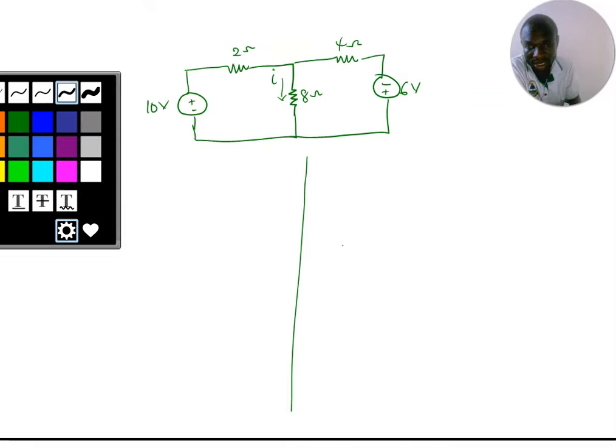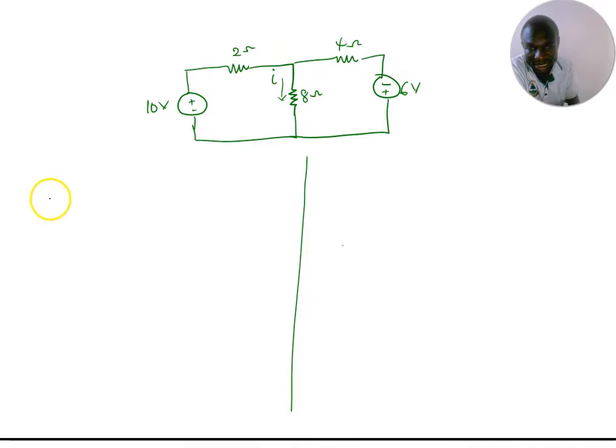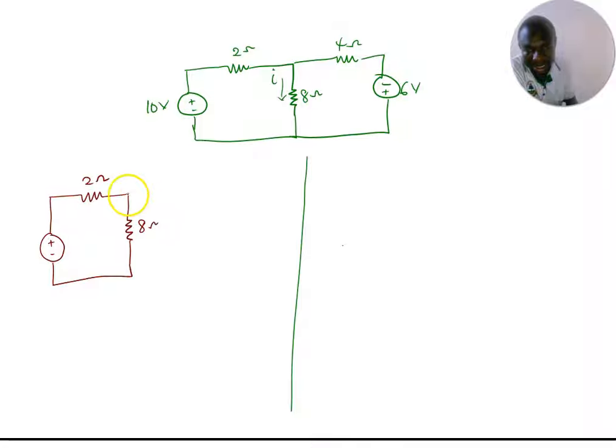To use the superposition, I'm going to get the first circuit to be something like this. So plus minus. Then I have the 2 ohms here, then I'll get my 8 ohm at this side. Right, then I'll have the 4 ohm here, which will be in series with the short circuit. I've taken the 6 volt off. So this will be the first circuit for analyzing the current flow.